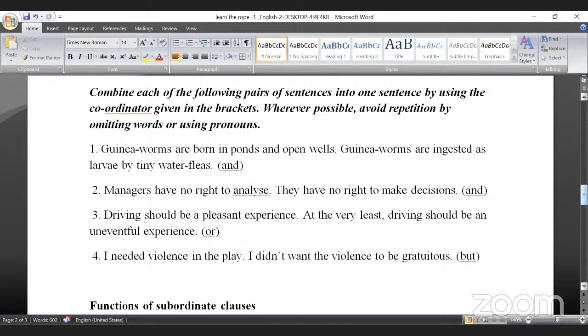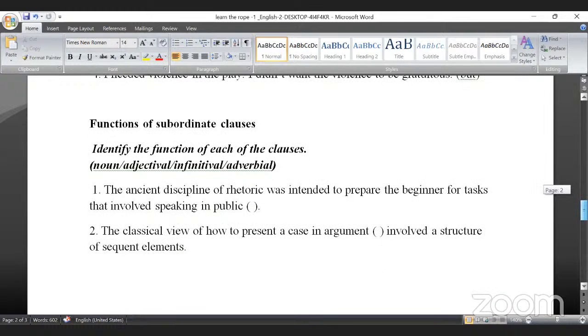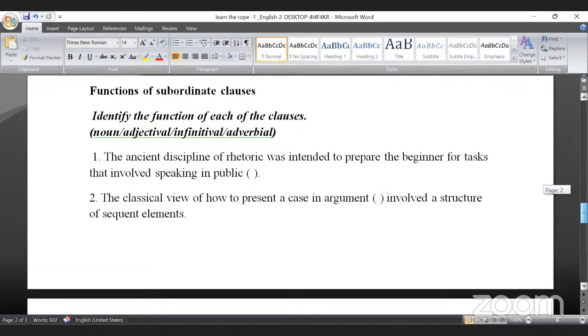Look at it when you have the document. We'll look at the functions of subordinate clauses. I see that a lot of you still do not understand what it is. So we'll spend some more time with it.